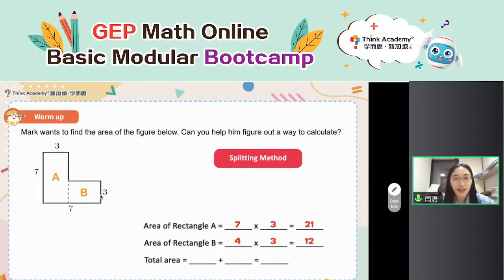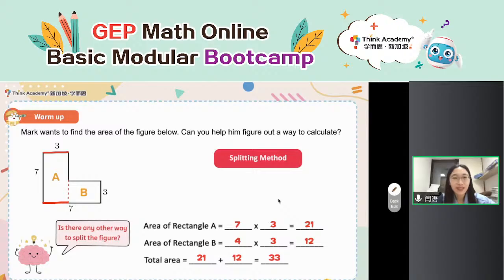How do we get 4? Because in the rectangle, the opposite sides are equal. So here, the top one is 3, then the bottom one must be 3. Altogether, it is 7. 7 minus 3, then you can get 4. So the area of rectangle B is 12. Then we just add these two parts together. 21 plus 12. So the answer should be 33.